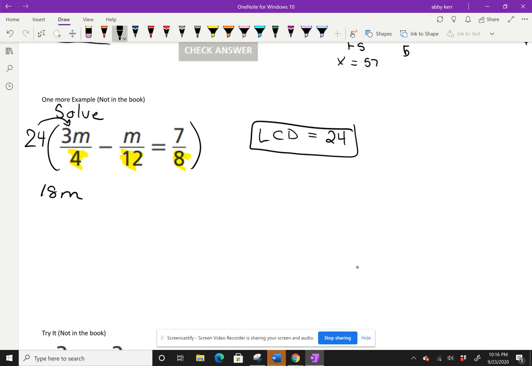All I did on my calculator was 24 times 3 and then divided by 4. That gets you 18. Now 24 times -1 is -24, divided by 12 gets you -2. So if you just put in 24 times -1 over 12, that would get you -2.